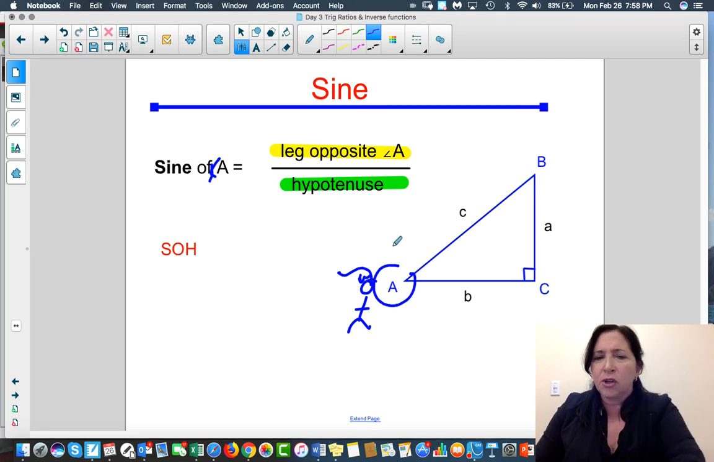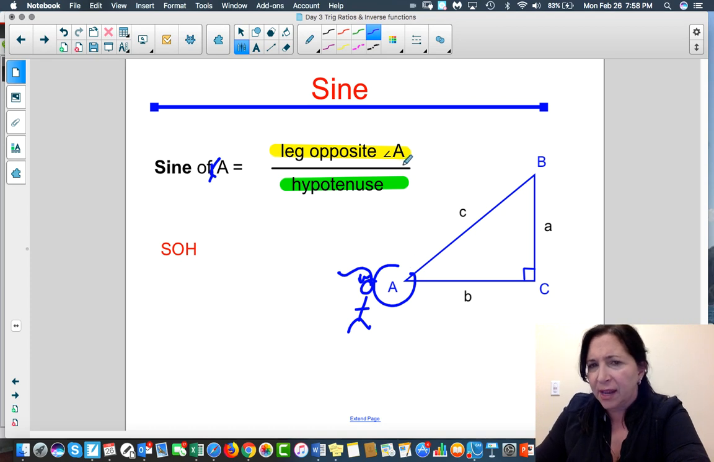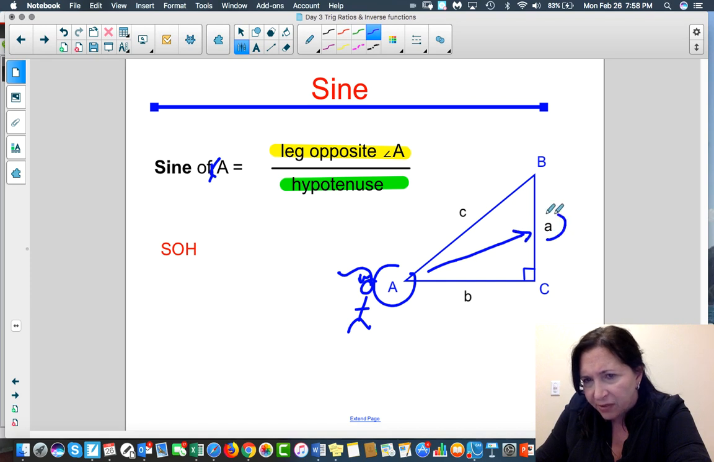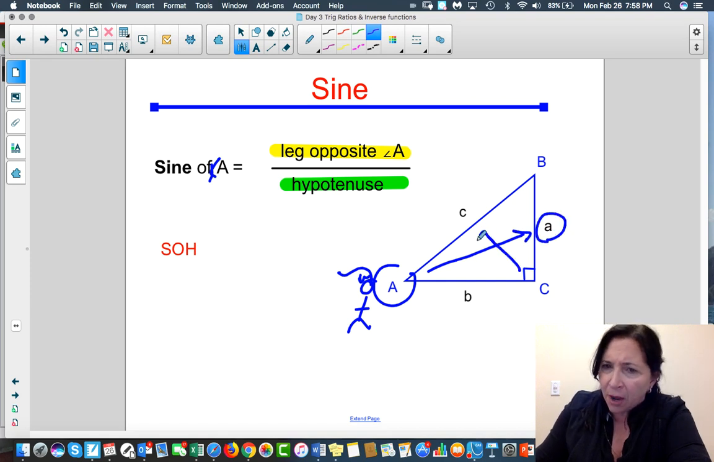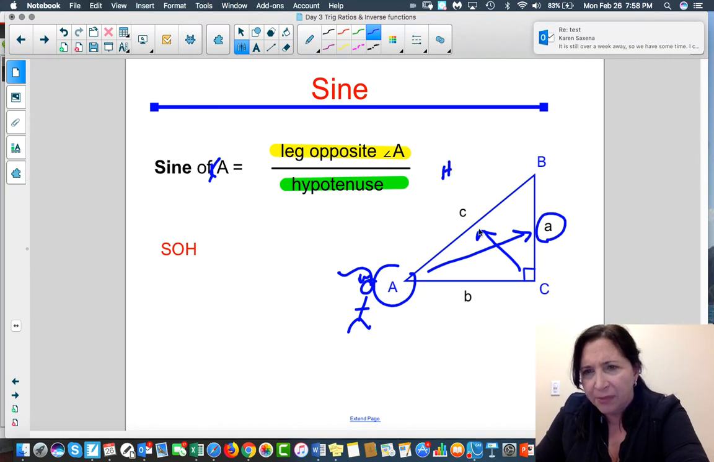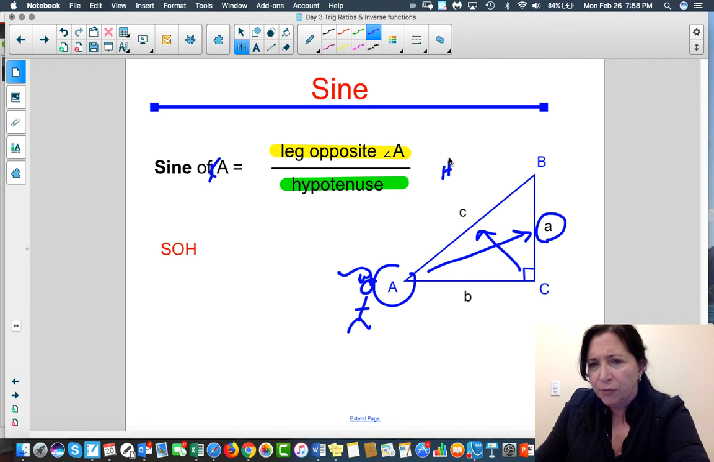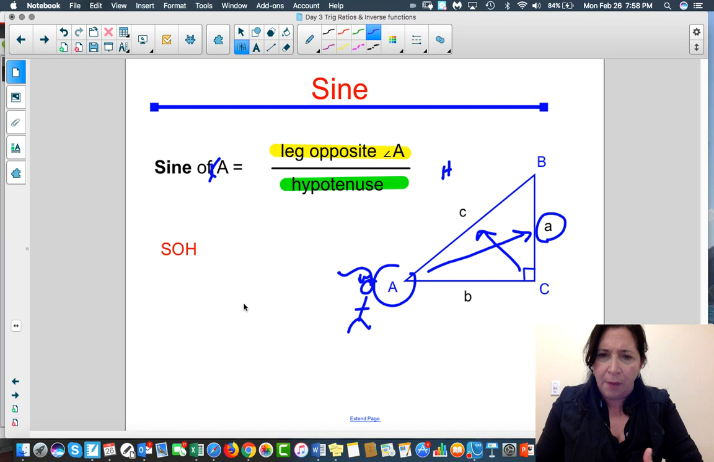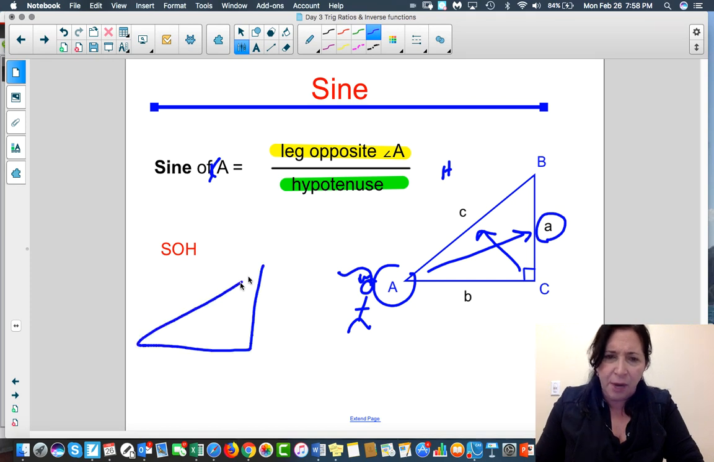Okay, and so if you're going to say sine of angle A, what you're actually saying is the opposite side of that angle. So this is the opposite side here over the hypotenuse here. Remember, your hypotenuse is always going to be opposite your right angle. Okay, so what we have is sine is opposite over hypotenuse. So you do need to make sure that you know which side is opposite. So for example, here's a right triangle.